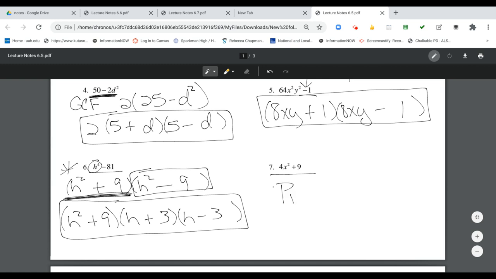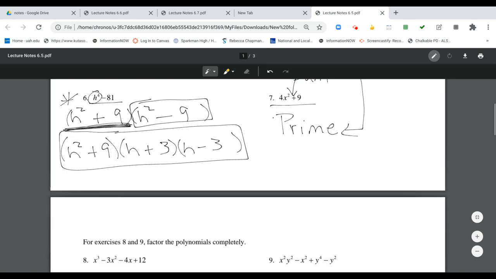This one is prime. Now, yes, both 4 and 9 are perfect squares, 2 times 2, 3 times 3. Our exponent is even. But since this is a sum, you cannot factor the sum of squares over the real set of numbers. So that is a prime problem. You cannot break that up.